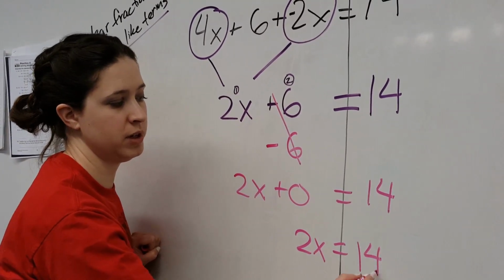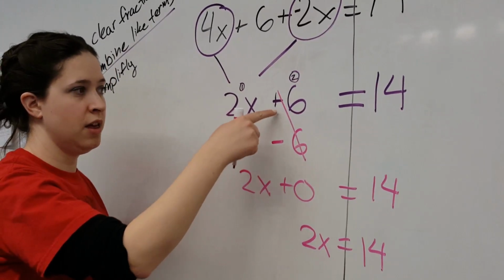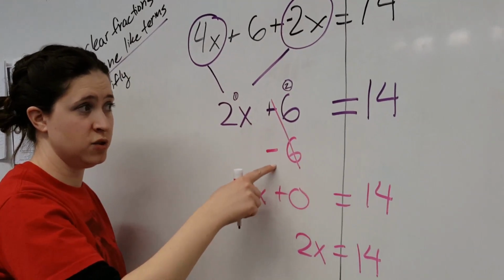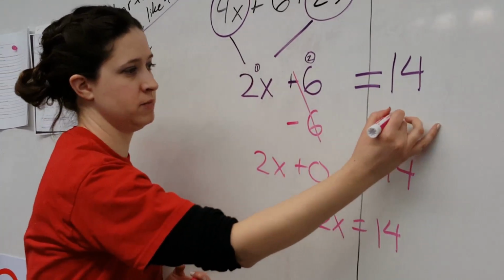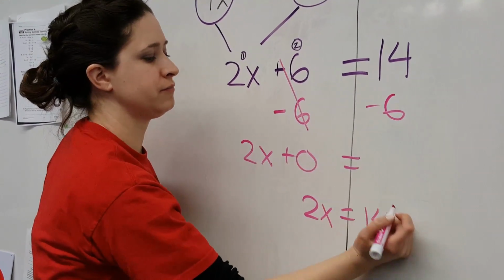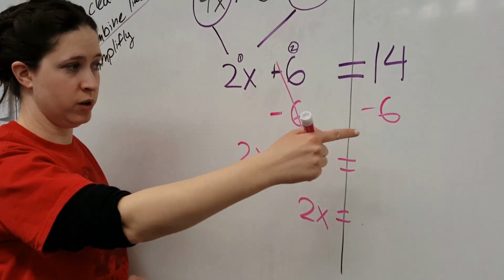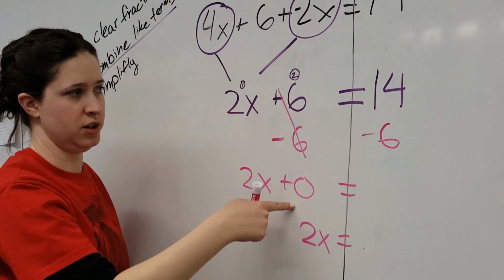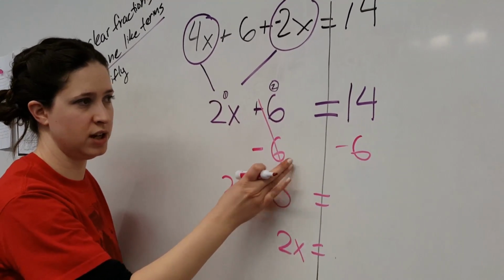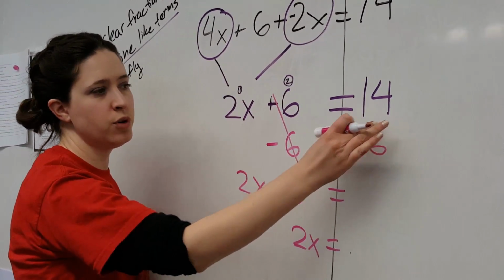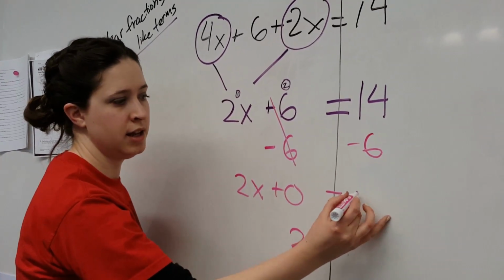I'm writing that intermediary step so that you guys see that when you have a positive 6 and you subtract it, that's why. The reason why we are subtracting 6 from each side is so that it will turn into 0. And then I almost forgot to do it to the other side, but everything you do to one side, you have to do to the other side. 14 minus 6 is 8.